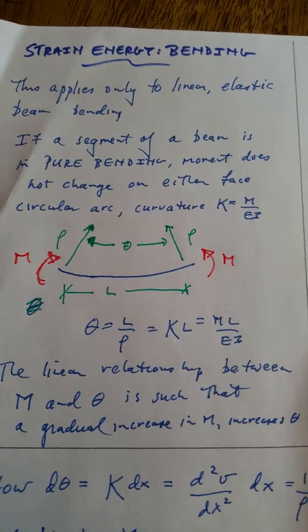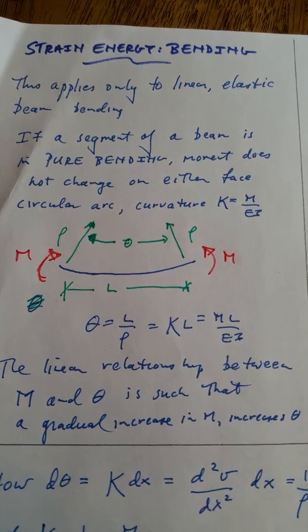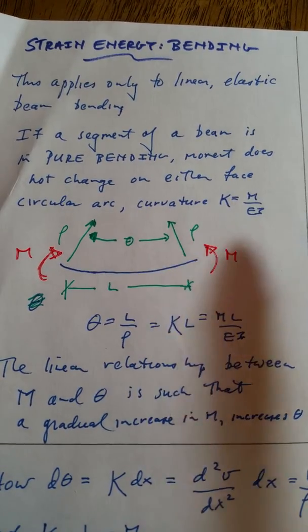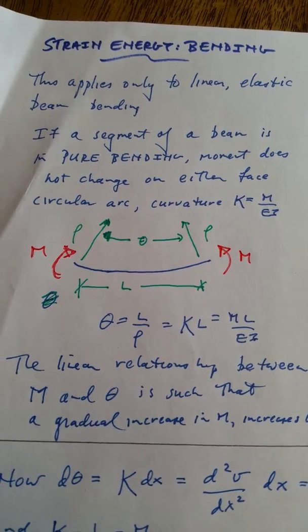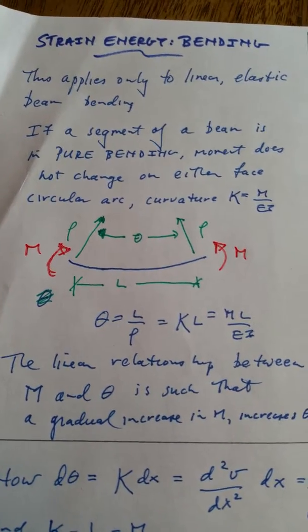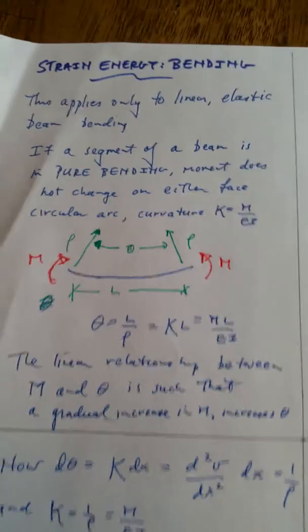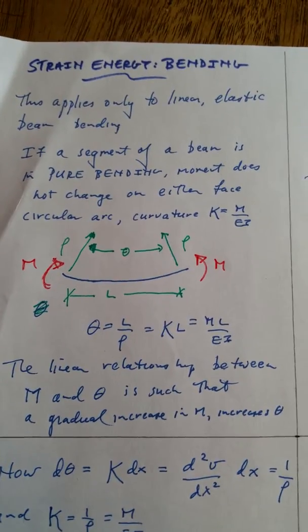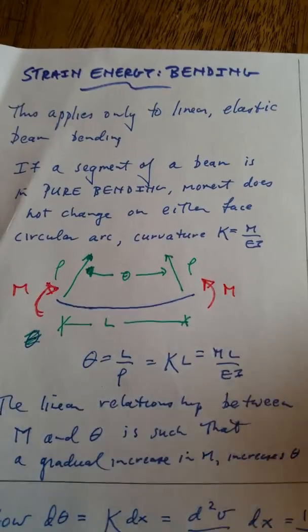And what we can find is that kappa times L is equal to ML over EI. Kappa is M over EI. And that's our expression that we learned way back in our mechanics classes.